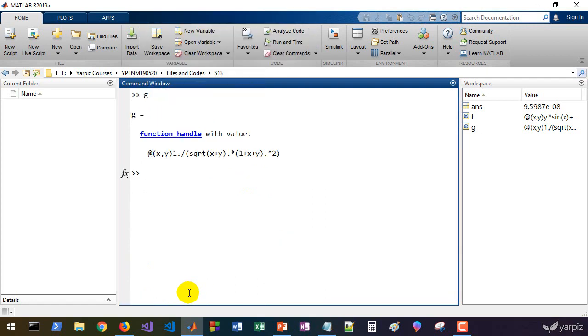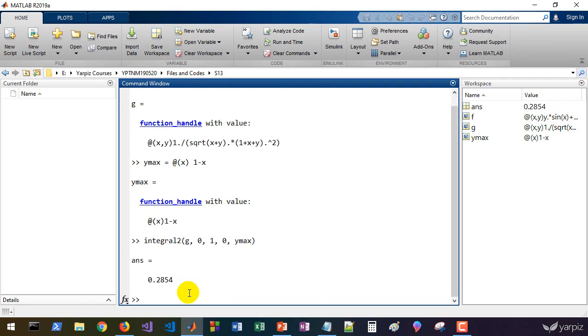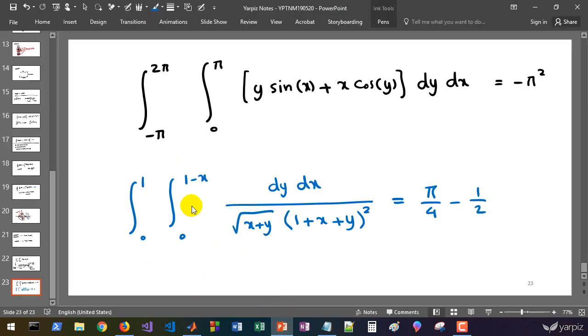In case you'd like to define this upper limit as a function handle, you can do it this way. We defined g, and we defined ymax as a function of x, 1 minus x, and you can call integral2 of g from 0 to 1, from 0 to ymax, and that's it. You can define this as a variable which contains the function handle and pass the variable name here, or you can just define it here. And you see that Matlab works well in this case.